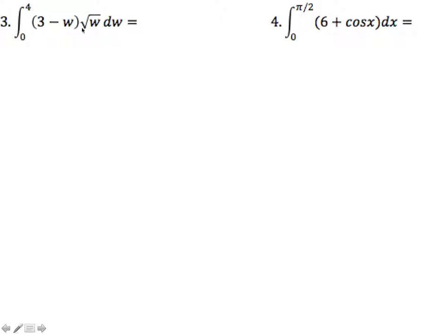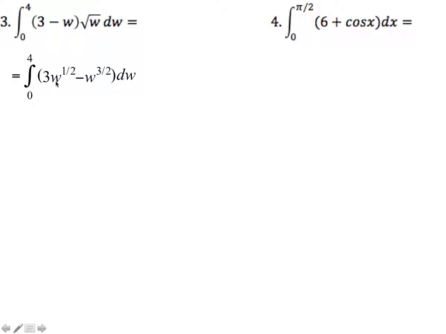For number 3, we have this expression here. It looks kind of messy, but we're going to distribute the square root of w into the brackets. Remember, the square root of w is w to the 1/2 power. So when I distribute it, I'm going to write this as 3 times w to the 1/2 power minus w to the 1st power times w to the 1/2 power. Remember, we add our powers there, so that's going to be w to the 3/2 power. 1 plus 1/2 is 3/2.